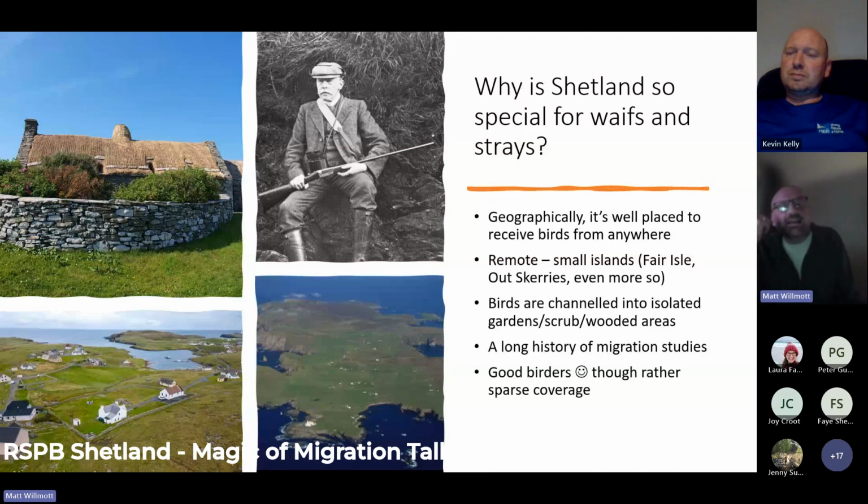And I'd like to say that there's some good birders who live here. There's some birders who sit on the rarities committee or have done in the past, and there's some good guys out in the field, but it is quite sparse coverage. As you know, it's a vast place, and sometimes it's difficult to know where to start. I certainly find that sometimes it's quite overwhelming to know where to go and look.